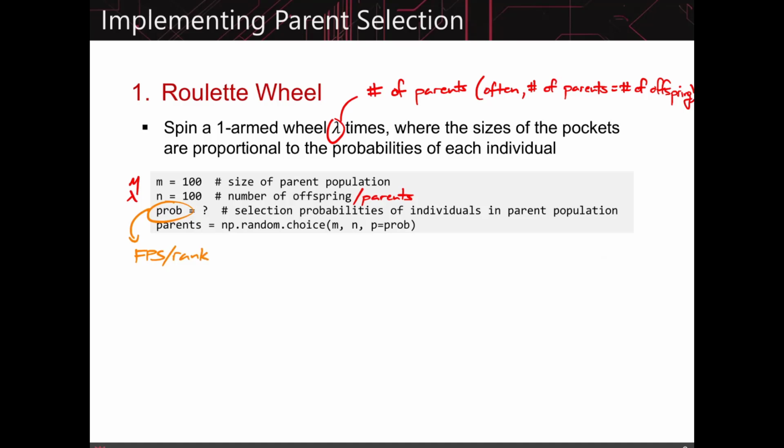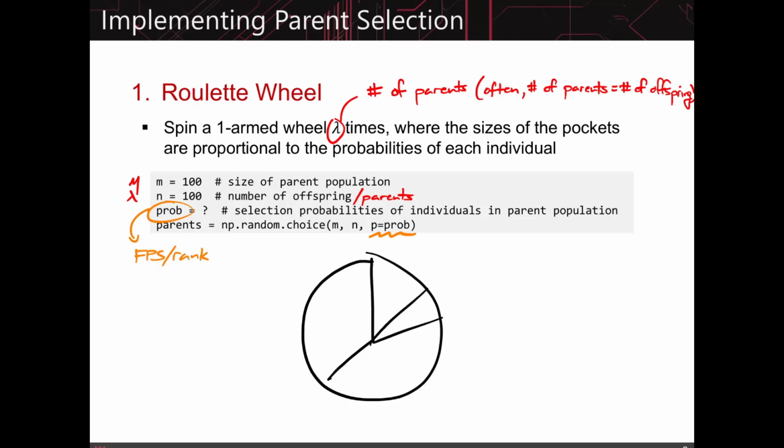And then we're going to use that probability to make a random choice n times from that m-sized population. So really simple line of code that does this. Conceptually, here's how that is working. So perhaps I have this wheel, 360 degrees. Every slice in this wheel refers to the probability of a particular individual in the population.